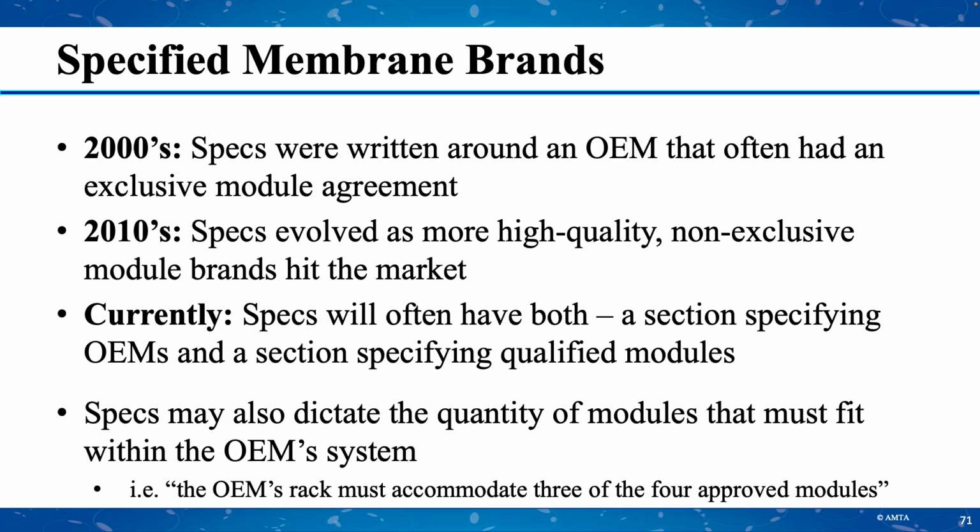And as some of the others have said, we'll also see the specs dictate the quantity of modules that must fit within the OEM's system. So here's some language: the OEM's rack must accommodate 3 of the 4 approved modules. It's not often that we'll see, here's 6 that are approved, your rack must fit all 6. But oftentimes it'll be, here's 3 or 4 that are approved, select 2 or 3 that you want to accommodate into your system. And then it's up to us to decide which ones fit best within our rack or which ones we believe will work best for this customer in this particular application.